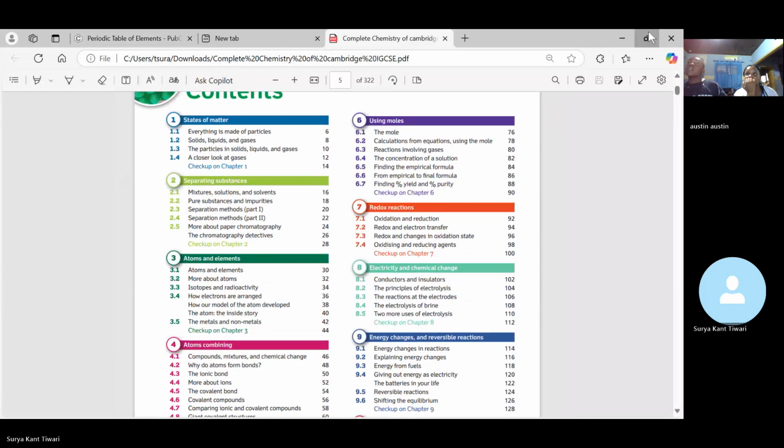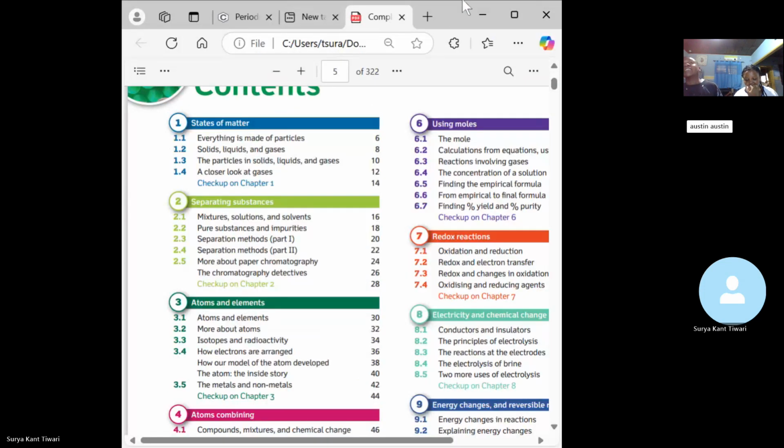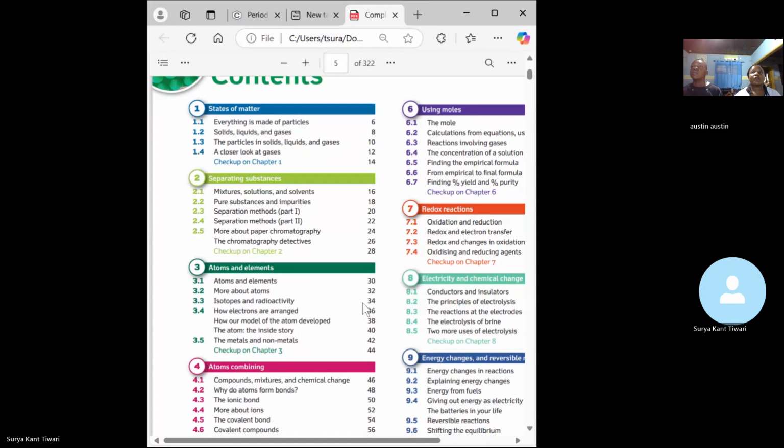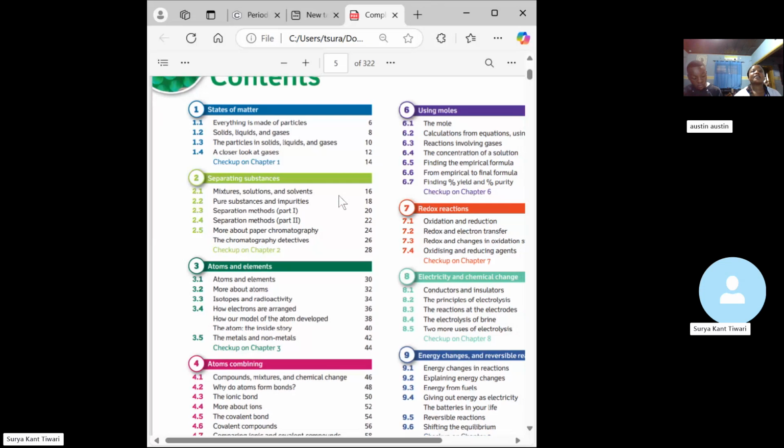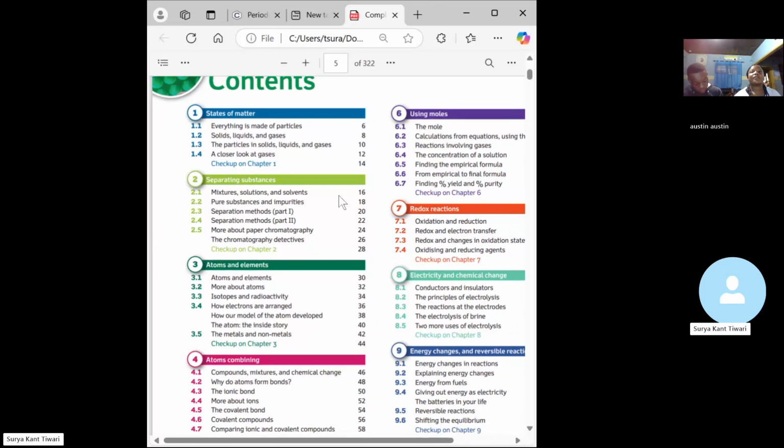So we are not doing IGCSE. What are you people doing? We are doing Cambridge Checkpoint. Actually, the book is the same. The board is different, but the book is the same. All the topics are the same, and in this book the topics are more detailed. Okay, sir. Got it?